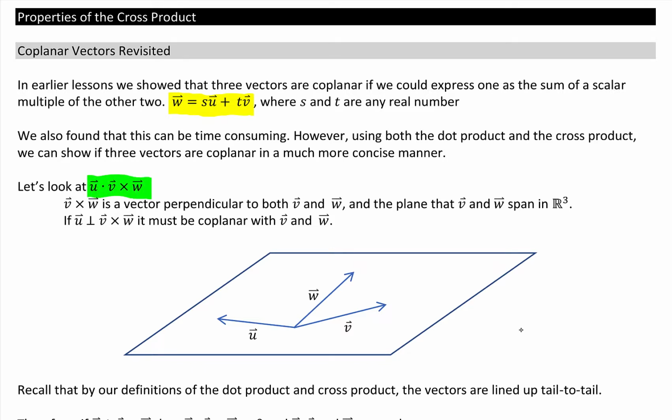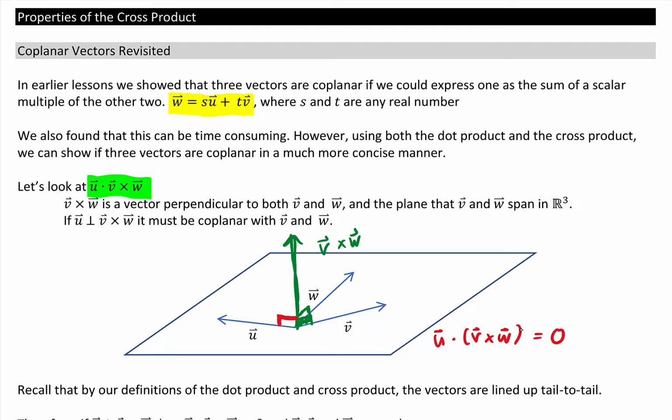So note we're going to start with v cross w. That is a vector perpendicular to both v and w. So let's draw that here in our diagram. Here is v cross w. So it's perpendicular to v and it's perpendicular to w. If u is in the same plane as v and w, then the cross product v cross w should also be perpendicular to vector u. And if that is the case, then u dotted with v cross w should equal 0.